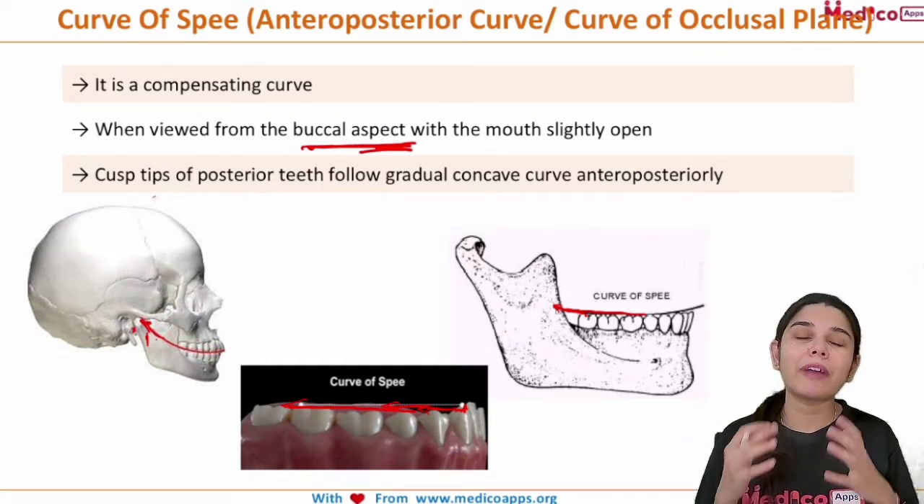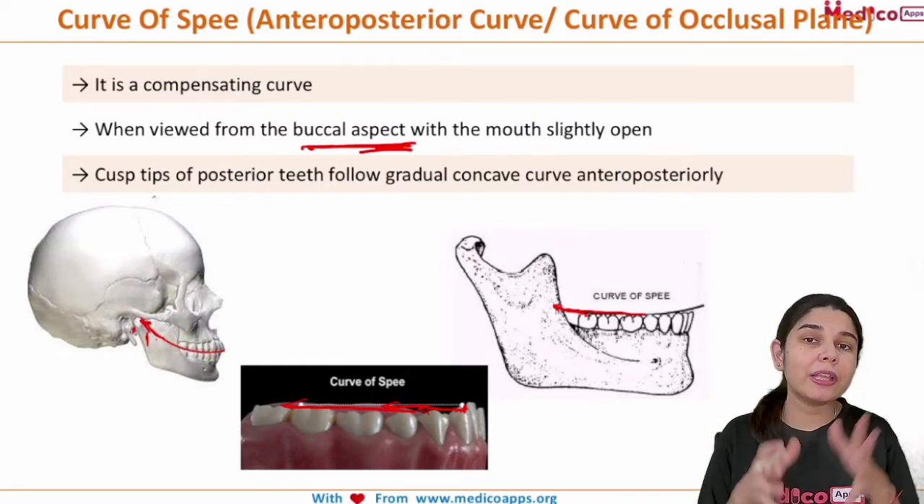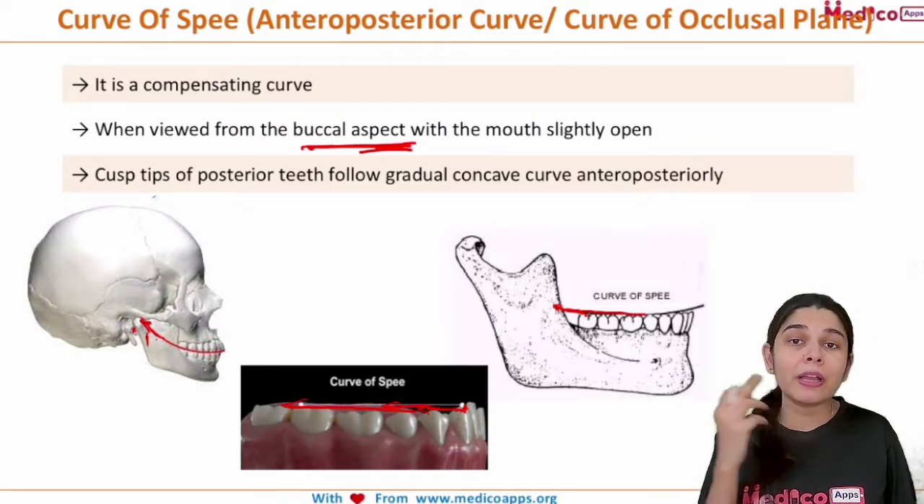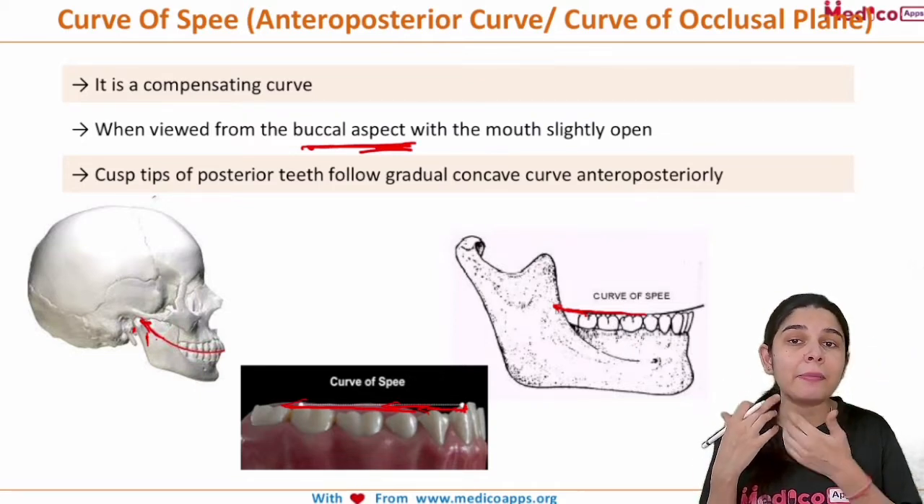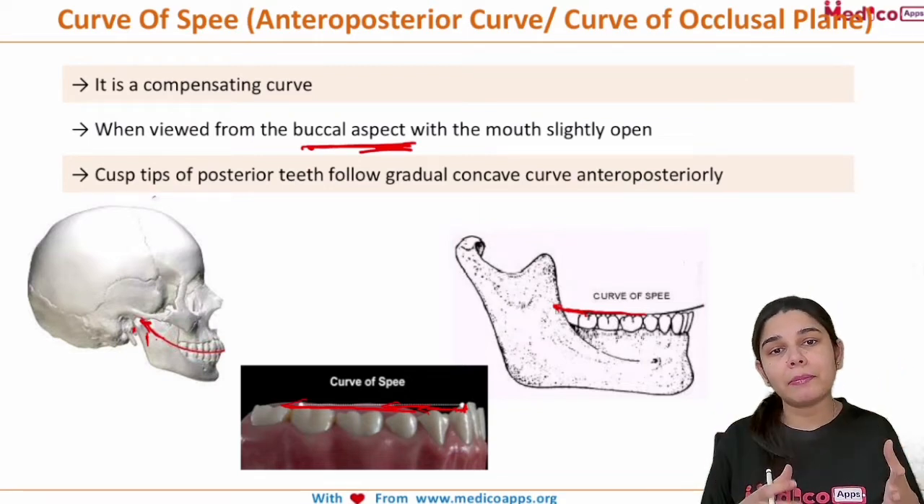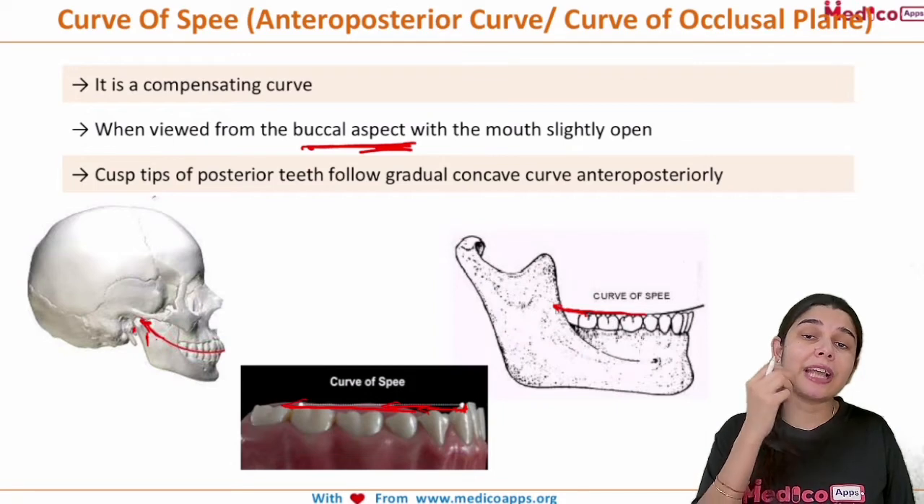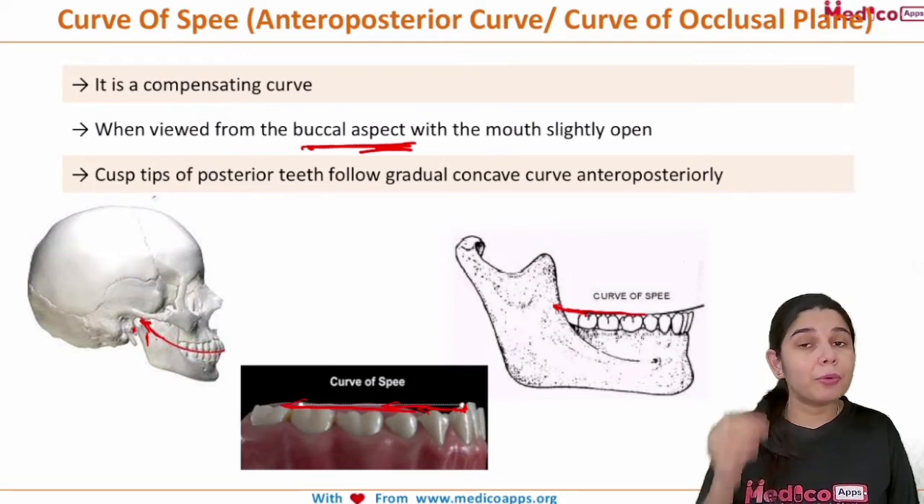I hope you have understood the difference from Wilson's curve, which was from side to side, from one side of the mandible to the other side of the mandible. But here we are only discussing from the anterior region to the posterior region.